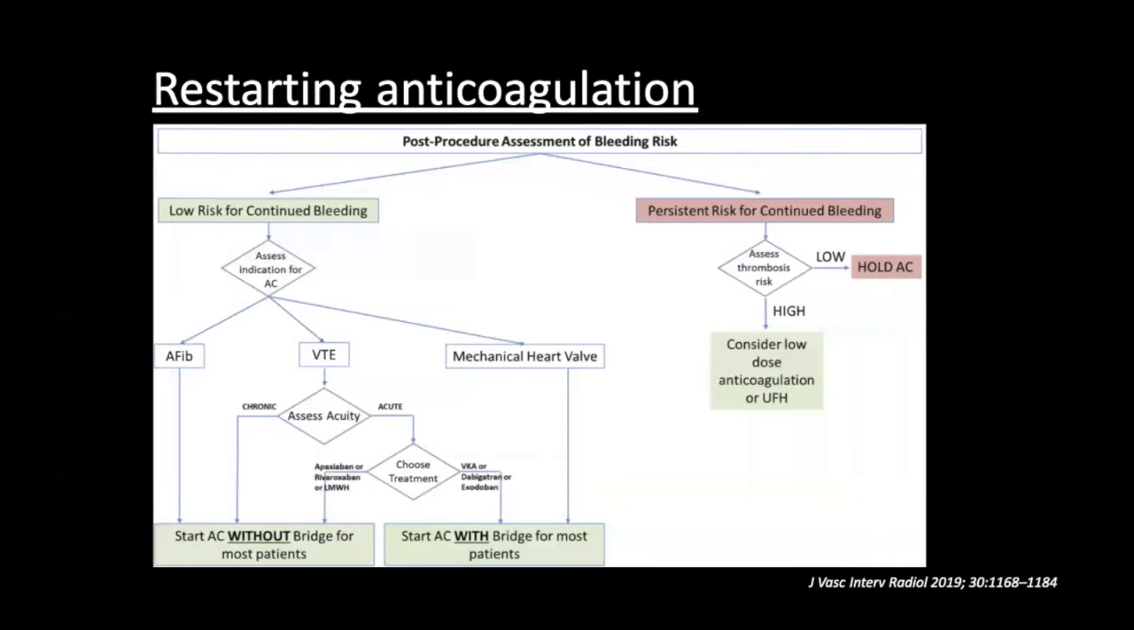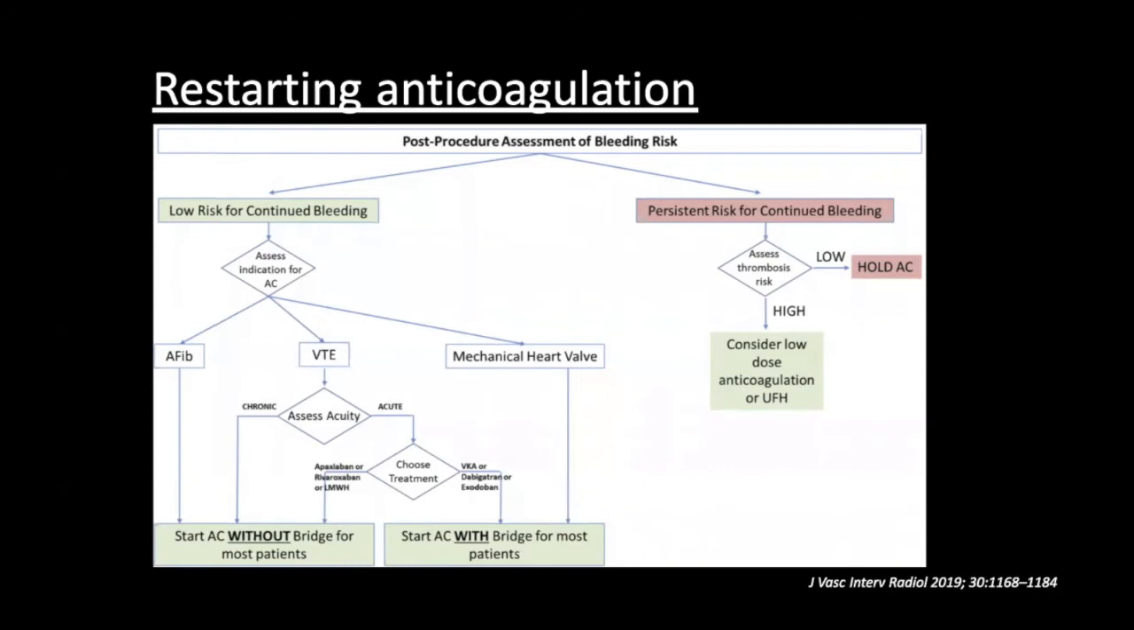And then you have done your procedure. You have stopped someone's medication, or you have held it for a while, or they are already on it and you never stopped it. But in this case, let's say you stopped it. You have to bear in mind whether this procedure caused a high risk of bleeding or a low risk of bleeding. If it's a low risk of bleeding, then you have to assess what their main indication for having anticoagulation was.